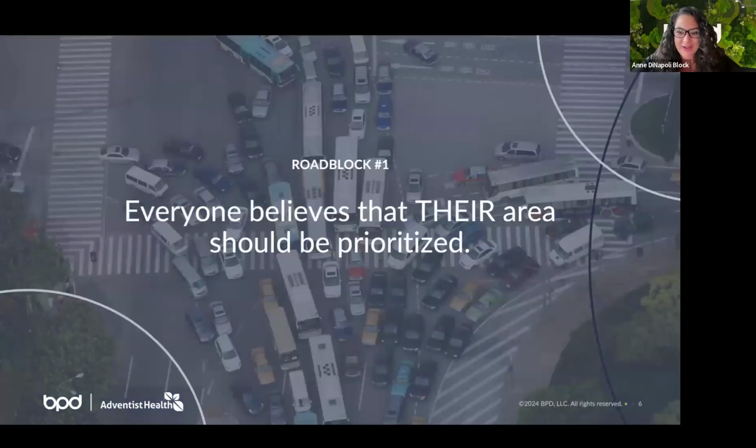So with that, we're going to kick off with roadblock number 1. Roadblock number 1 is all about what service area to prioritize. Everyone believes that their area should be prioritized, yet you have limited resources, time, and effort. So how do you select which area to drive patient volumes to?